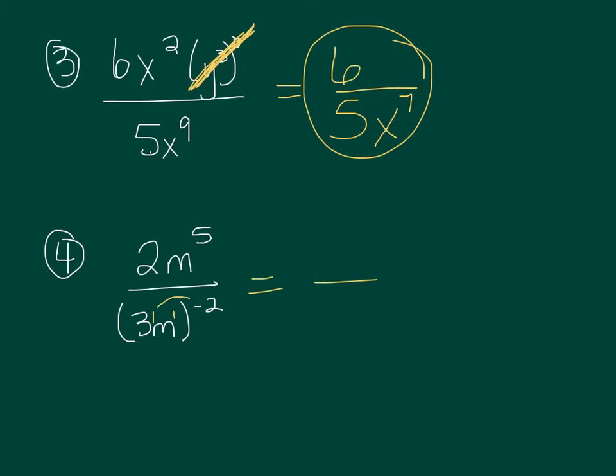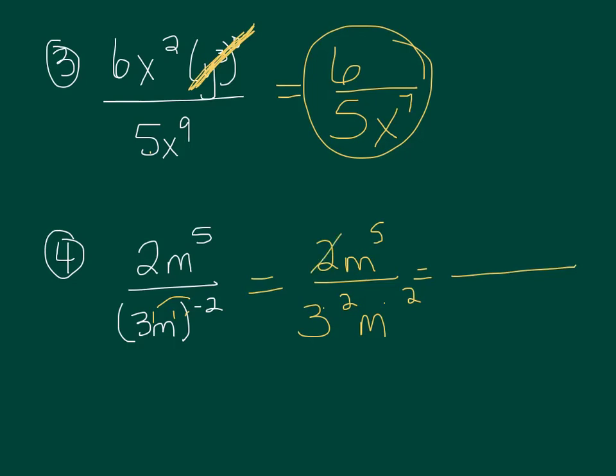Next one, outside exponent. So the 2m to the 5th, nothing happens to that right now. So I have 3 to the 1st to the negative 2nd, which is negative 2, and then m to the negative 2. Right, now let's get rid of our negative exponents.